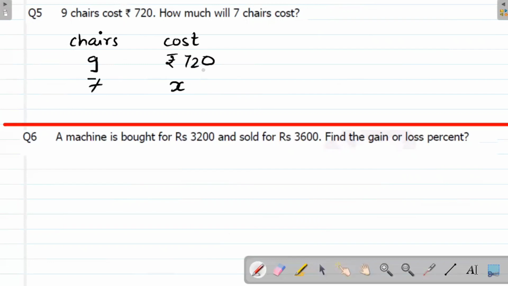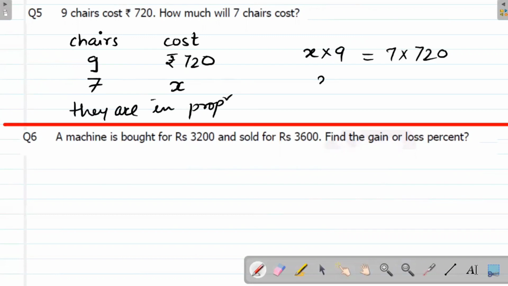Okay, now you can cross multiply. X multiplied by 9, because they are always in proportion. So X into 9 is equal to 7 into 720. So we need to find the X. So 9 will go on that side. It will go in the division. So this is 9 ones are 9, 9 8s are 72, 0.